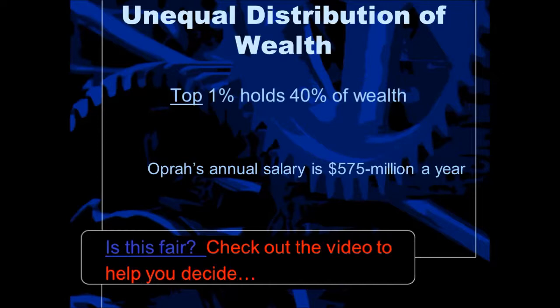Bill Gates is the first centibillionaire in America. That word was made up for him. You don't have to know that. I just think that's interesting. And Oprah's annual salary right now is at $575 million a year.